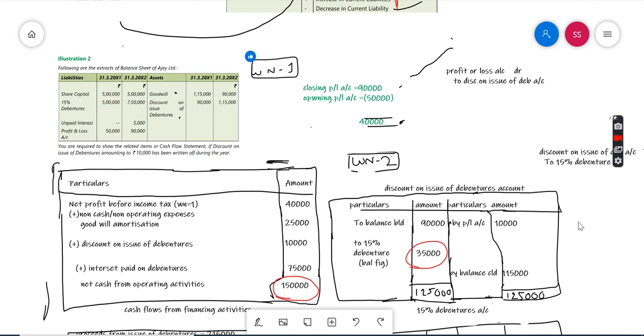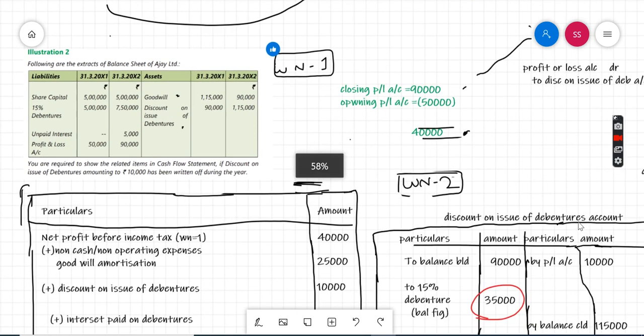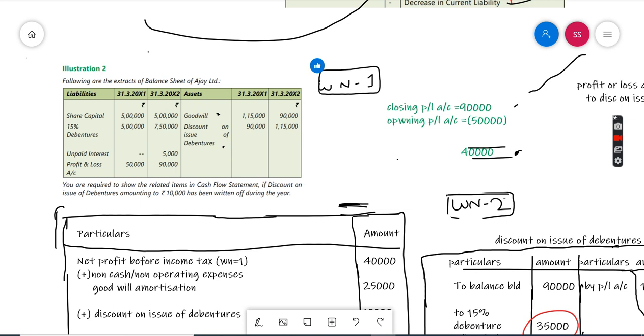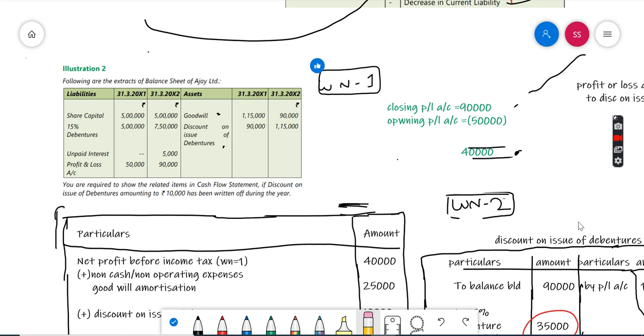Hi, in the last class we discussed the pro forma of the indirect method of the cash flow statement. Now we're going to do one problem based on that pro forma. So, illustration 2. We have already completed illustration 1, and now we're going to do illustration 2.